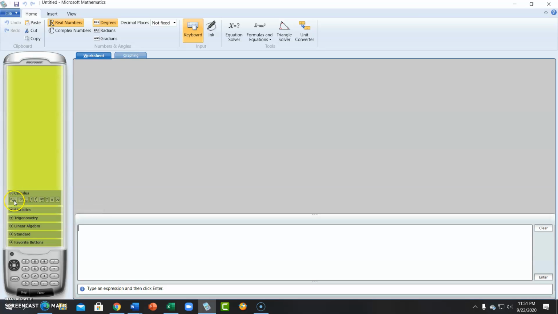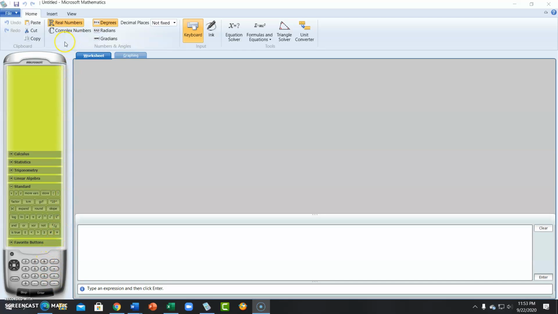For example, the calculus buttons deal with derivatives or integrals. We have statistics, and so we can do a data set, mean, median. We have trigonometry, so sine, cosine, tangent. Linear algebra deals with matrices. And then finally, if you have any favorite buttons, you can always right-click them and add them here. And then of course, underneath the buttons, we also have numerical values that we can type in and our operations.